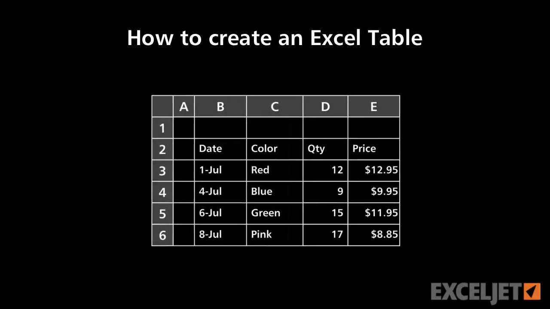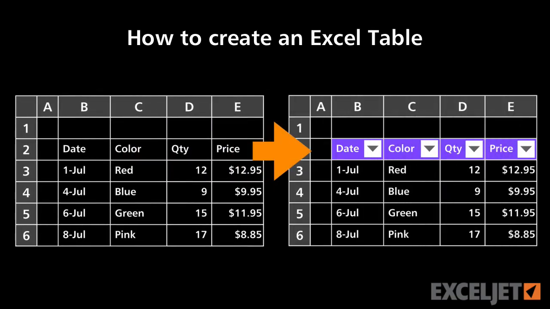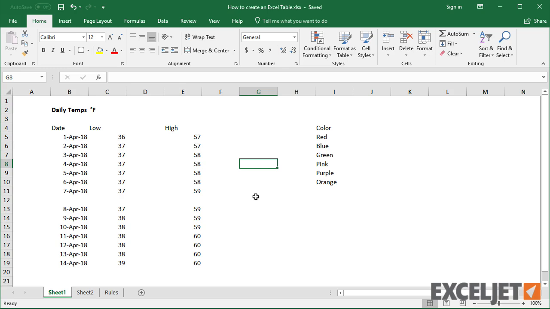In this video, we'll look at how to create an Excel table. Here we have some data that's a good candidate for a table. Each row represents an entry or record with information that belongs together. Each column has a unique name.